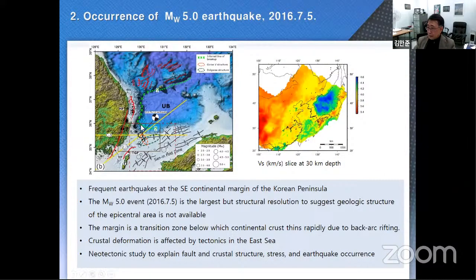At the southeastern Korean margin, the largest earthquake was a magnitude 5 event that occurred 5 years ago. The magnitude is nothing compared to the earthquakes in and around Indonesia. But anyway, it drew great attention in Korea. The southeast Korean margin is a transition zone where continental crust becomes thin rapidly due to back-arc rifting. Therefore, we need to identify faults and the geologic structure to explain the earthquake occurrence.